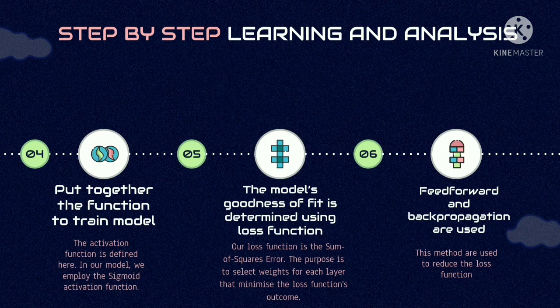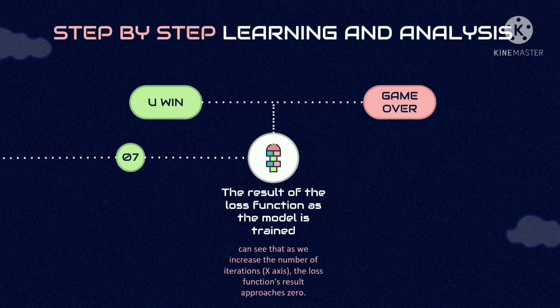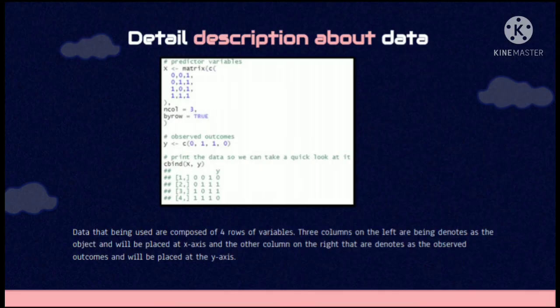To determine the model's performance, we will use sum of squares error. Sum of squares error is a loss function, and the purpose is to select weights for each layer that minimize the loss function's outcome. We also need to use feed-forward and back-propagation in the code so that it can reduce the loss function outputs. Then we can observe the performance of the model using the loss function. If the loss function values decrease as the iteration increases, we can say that the performance of the model is good.